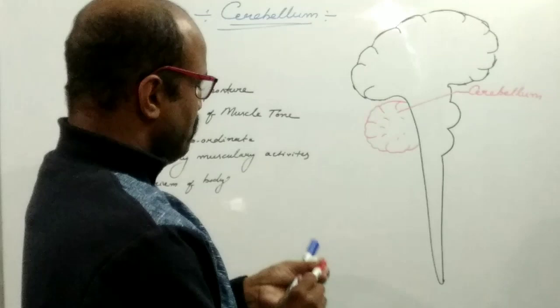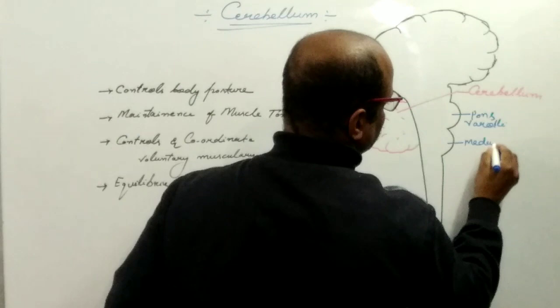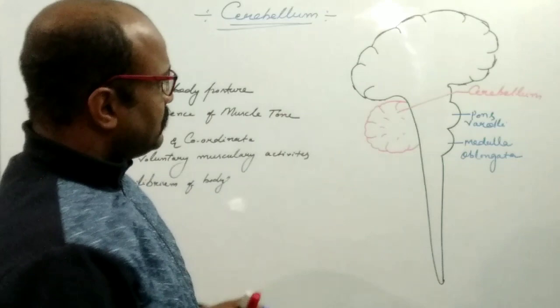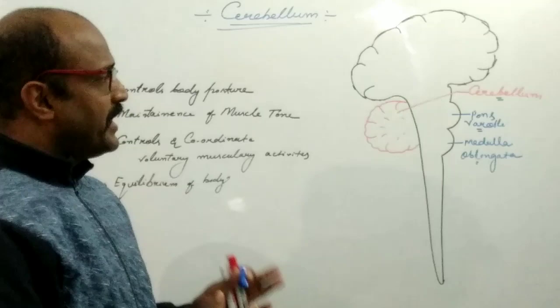This is the pons or pons varolii, and this is the medulla oblongata. So there are three parts of the hindbrain. One is the cerebellum, second is the pons varolii, and third is the medulla oblongata. So the hindbrain has three important parts: cerebellum, pons, and medulla oblongata.